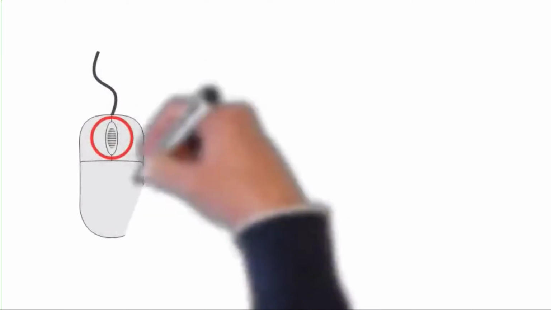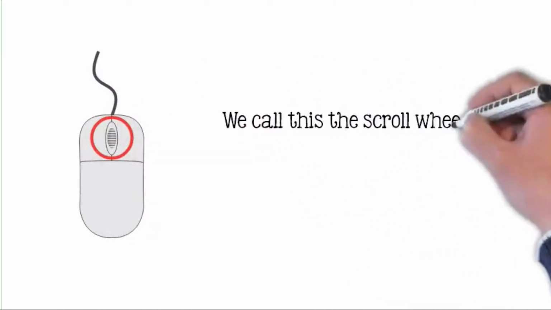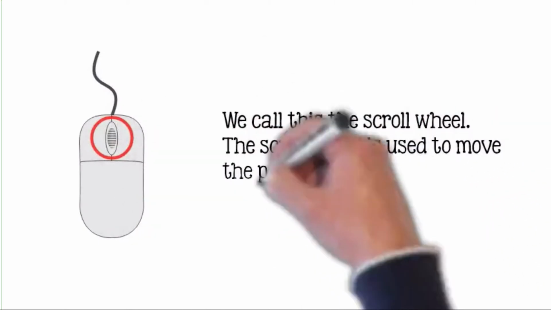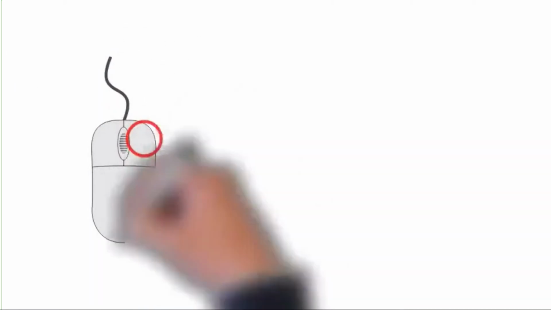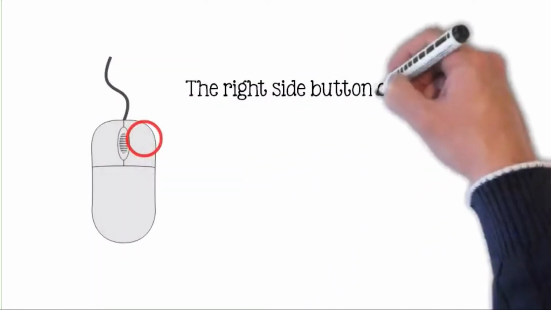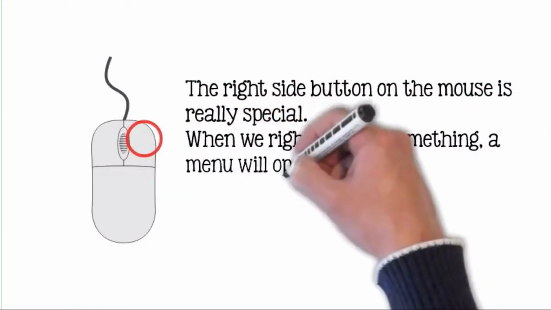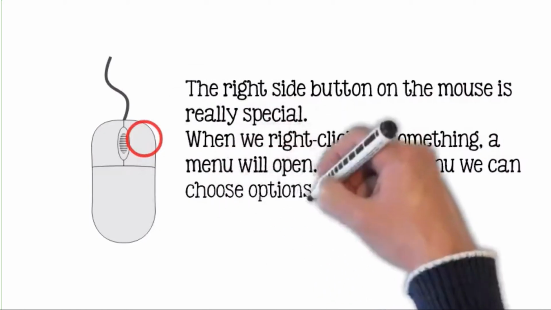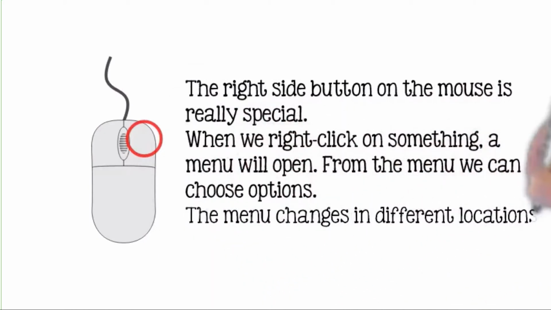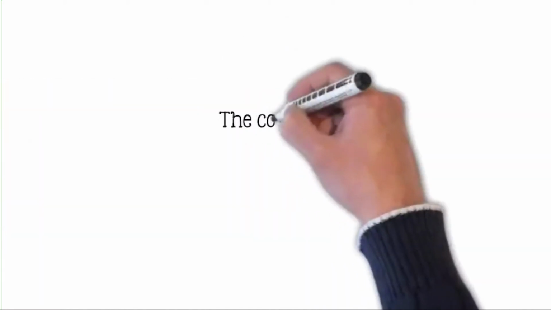We call this the scroll wheel. The scroll wheel is used to move a page up or down. The right side button of the mouse is really special. When we right-click on something, a menu will open. From the menu, we can choose options. The menu changes in different locations on the computer.